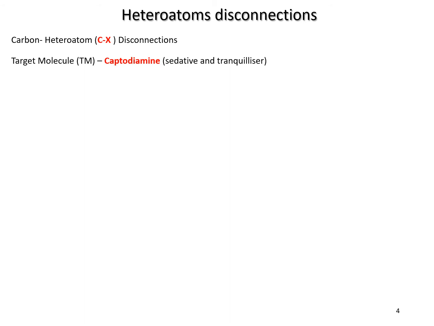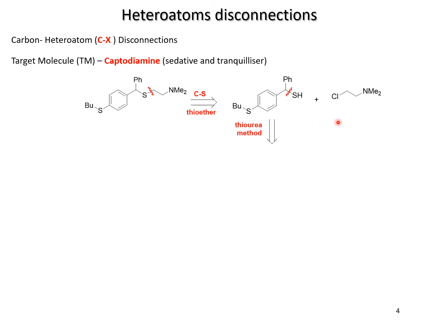Let's say that the target molecule is captodiamine, which is a sedative and tranquilizer. This is how it looks. So, where do we want to start? We have two different heteroatoms, a sulfur here and a nitrogen. What you normally want to do first is probably cutting the carbon-sulfur bond here. So in synthesis, you can imagine you want to start by making a thioether. This one can be disconnected further. And normally what you want to do is introduce this thiol group using, for instance, methods like the thiourea method.